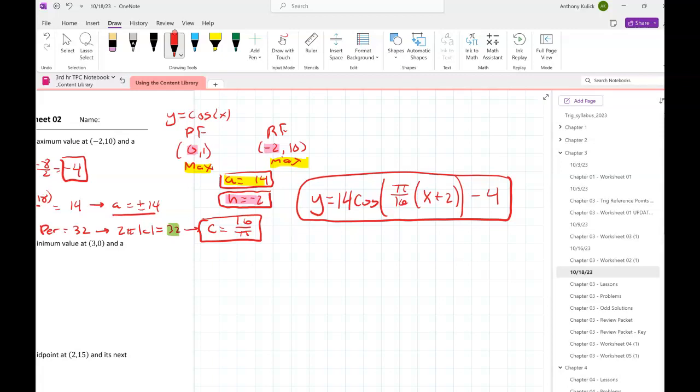Delaney, why is it 14? I understand why it's positive or negative, but how do we get it? We figured that out earlier.